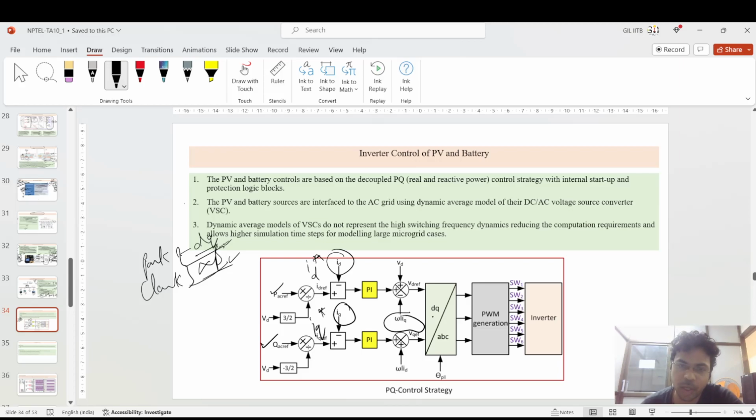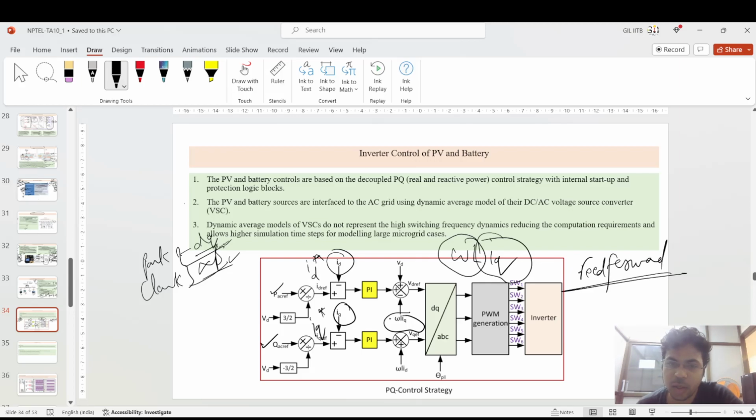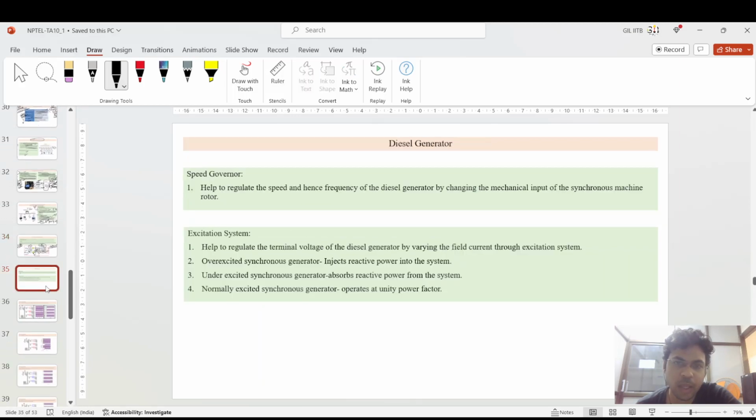And ID and IQ are given. Based upon this ID star and IQ star, it is compared with the omega L IQ term. Omega L IQ actually comes from the feed-forward method for controller design. So it takes the IQ component into the D part, and the D component into the Q part. Then it is converted from DQ to ABC using the inverse Park transformation. Then PWM is generated and fed to the inverter. Okay, this is the basic control design for the inverter control.